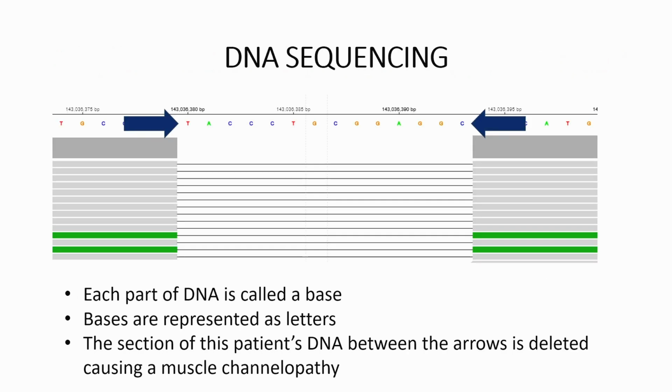So this slide shows an example of a DNA change that's been detected in the DNA of a patient that has led to their muscle channel disorder. So we read the sequence of DNA, which is represented by the letters. So this patient has a gap or a deletion in their DNA of the letters that are between the arrows. So the grey lines at the sides represent the DNA, and the white section in the middle represents the deleted DNA region, or the gap.